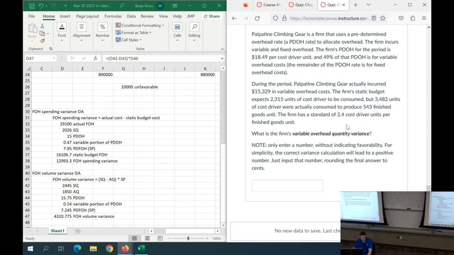All right, so I did a little tricky business here for you, and I gave you a number that you need to ignore. Variable overhead uses the traditional mountain range here, not the weird fixed overhead mountain range. We're looking for a quantity variance, so we want to know the quasi-budget number and the flexible budget number. We don't need the static budget number, so when it says 2315 units were expected on the static budget, that's going to be irrelevant to us. We don't care how much they were expecting on the static budget.